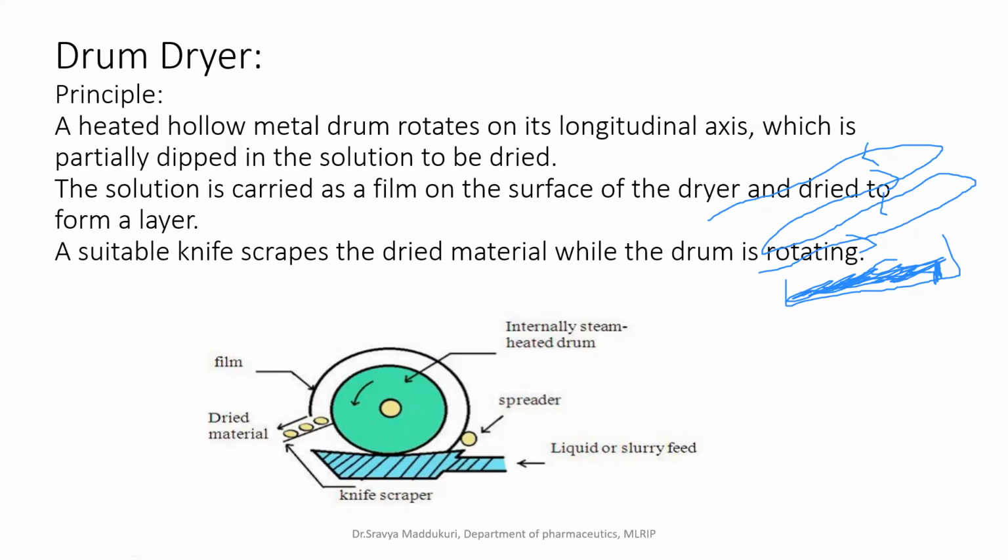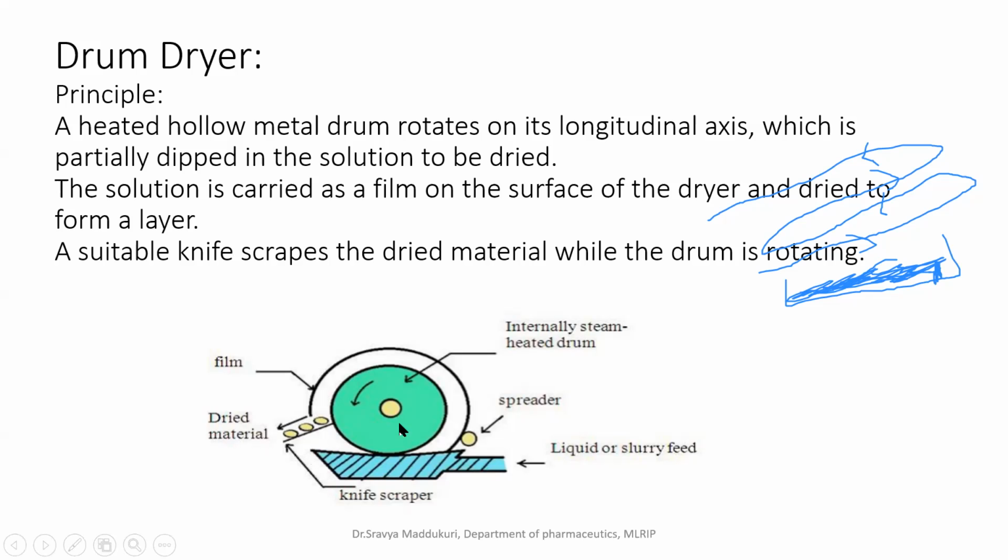We have already seen filtration equipment. You have a perforated mesh kind of surface on the drum, and inside you can place a vacuum, right? So a single drum can be there, a vacuum drum can be there, or double drum dryers are also there. Now coming back to the principle, there is a heated hollow metal drum.